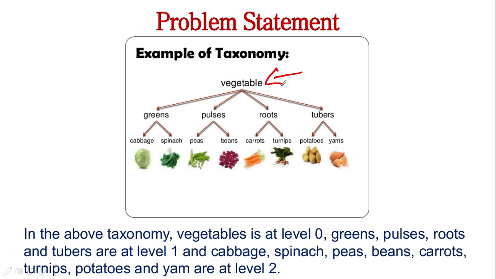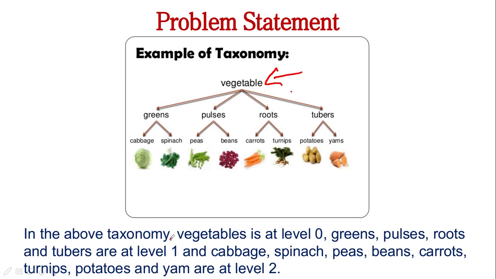At the top of the taxonomy we have vegetable. Under vegetable we have greens, pulses, roots, tubers. All these things are basically vegetables. Under greens we have cabbage and spinach, under pulses we have peas and beans, under roots we have carrots and turnips, and under tubers we have potatoes and yams. When you look at the lower level and relate it to the topmost level, all are vegetables, but the taxonomy can be formed like this between the names.